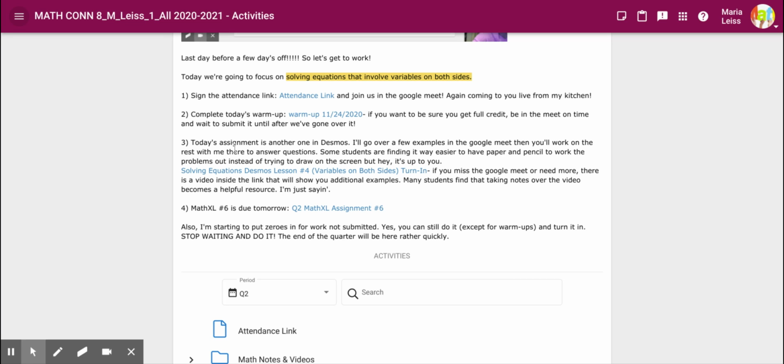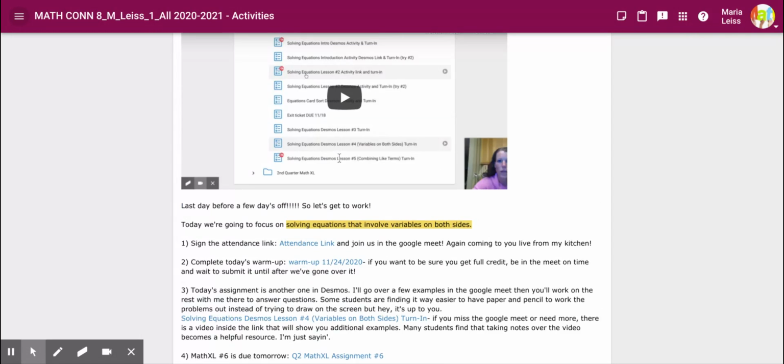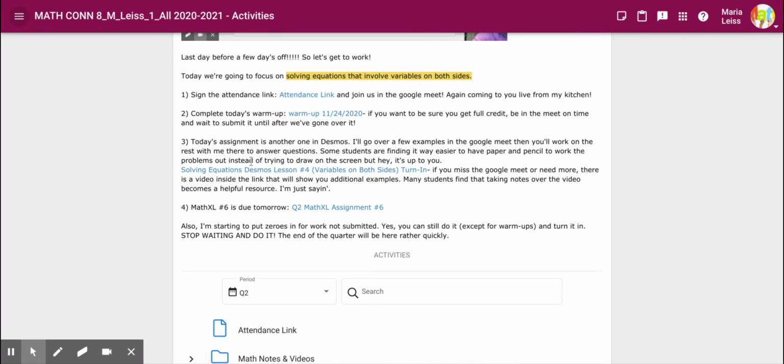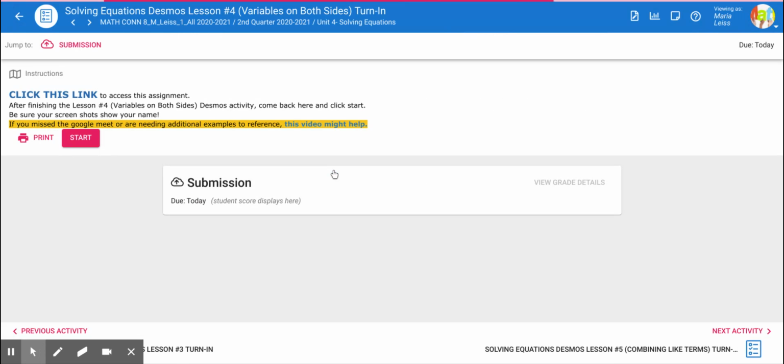Right, everybody, I want to show you how to do the Desmos activity that's on today's agenda. Today is November 24th, Tuesday, last day before Thanksgiving break. On the agenda today, like it says, we're going to continue focusing on solving equations. But in today's lesson, it's going to be equations that have variables on both sides, meaning there's a letter on both sides of the equal sign.